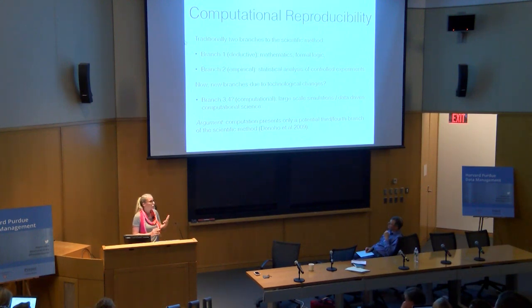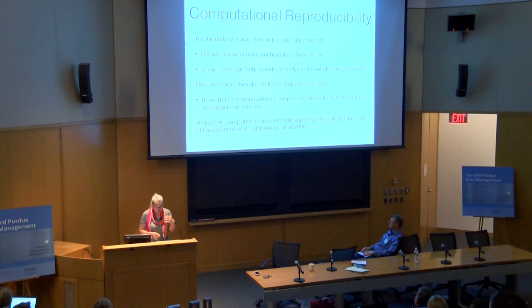So traditionally, we've had two branches of the scientific method that we all probably learned in high school. The first branch is the deductive branch. Mathematics lands in there, formal logic, any type of deductive reasoning. The second branch, because clearly this is only going to give us a limited way to understand our world, extends to inference. That's our statistical analysis of controlled experiments and really our empirical branch of the scientific method, where we can start to extrapolate from results in a way the deductive branch does not allow us to.